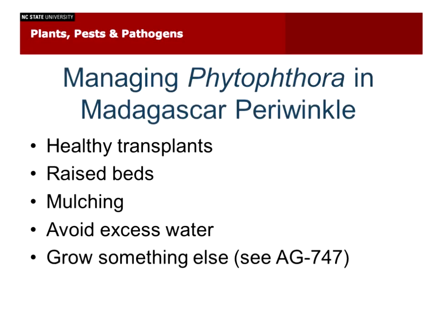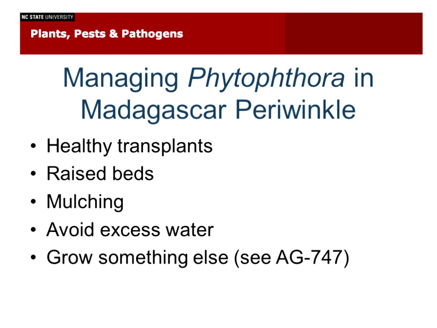How to manage this disease? Start with healthy transplants. Make sure that you always do that. Inspect those carefully, including the roots. Plant in raised beds so that you get good drainage. Mulch the beds, and I'll show you why in a moment. Avoid excess watering, which may have been the case with the previous homeowner. And grow something else. If you've got the soil once it's contaminated, it's going to be there indefinitely. So check out our publication AG 747 for tables of suggested plant species to grow where Phytophthora has been diagnosed.